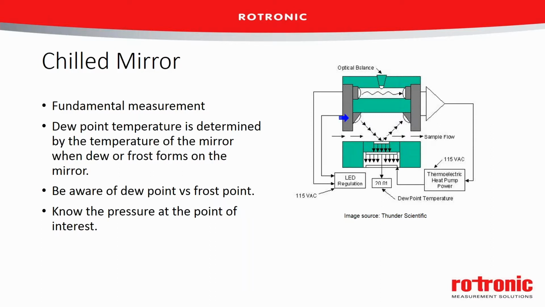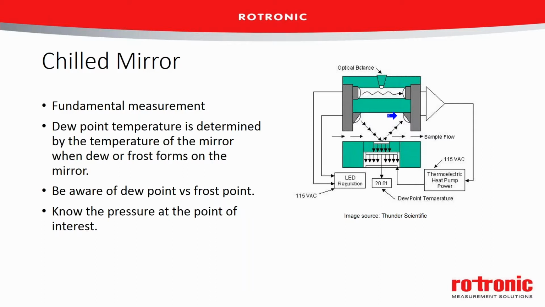There's then a light, typically an LED, that shines on the mirror, and then a receiver that measures the intensity of light being reflected off the mirror. As dew or frost form on the mirror, the light being sensed by the receiver goes down, and that's how the system knows that we've now hit the dew or frost point.